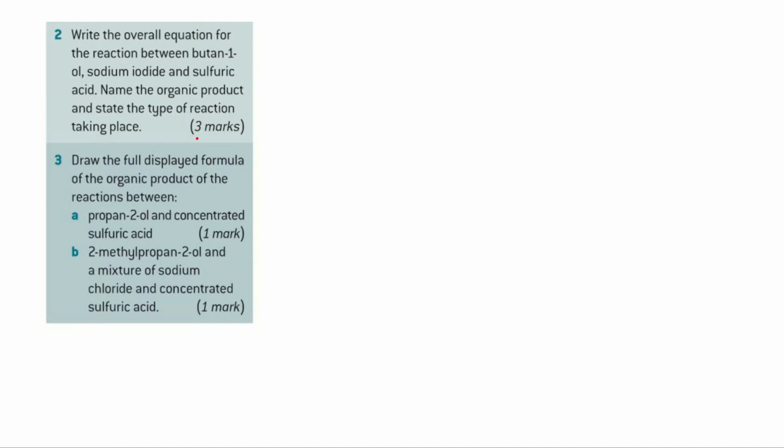The next one says to write the overall equation for the reaction between butan-1-ol, sodium iodide and sulfuric acid. Name the organic product and state the type of reaction taking place. So we've got sodium halide, we've got sulfuric acid, and we've got an alcohol. So this is going to be a substitution reaction. Okay, so substitution is the type of reaction occurring.